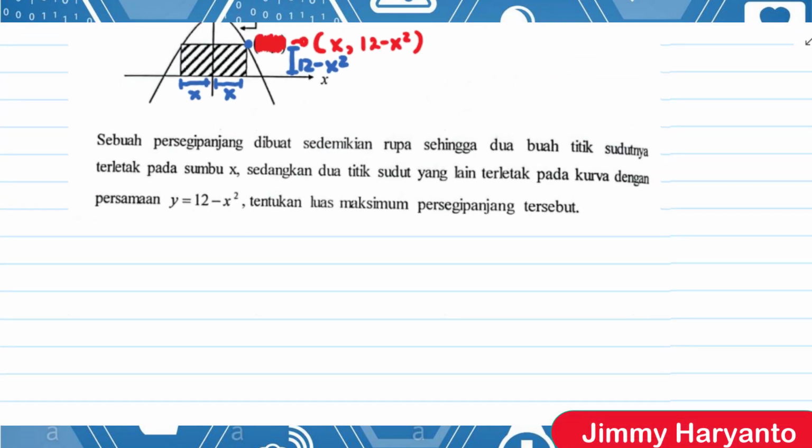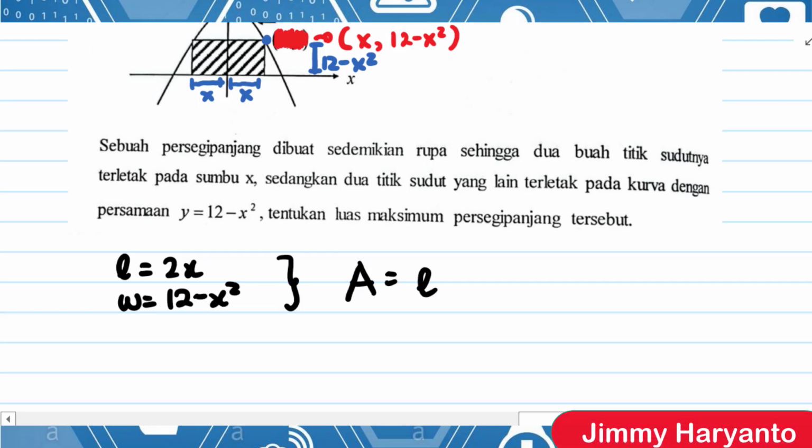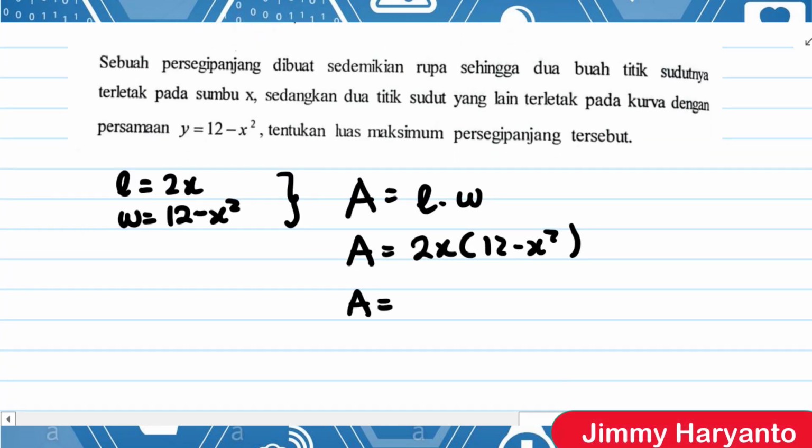From that picture, I can say that the length of the rectangle will be 2x, and the width for the rectangle is 12 minus x squared. And from this one, I can find the area. The area of the rectangle will be length times width. So the A will be 2x times 12 minus x squared. And when I expand them, I will have 24x minus 2x to the power of 3.